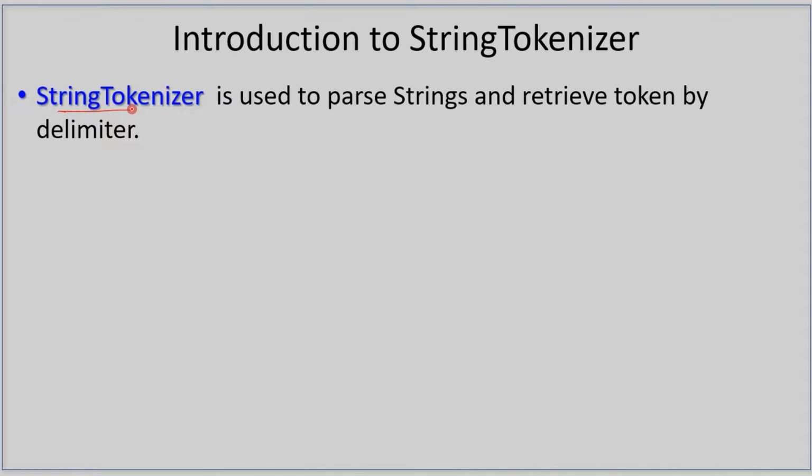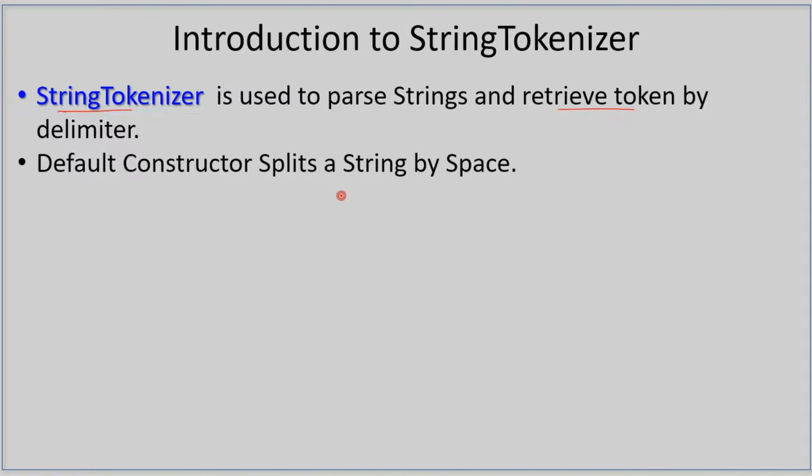StringTokenizer is used to parse strings and retrieve tokens by delimiter. So tokens are retrieved based on the delimiters. Default constructor splits the string by space. That means here space will act as a delimiter.